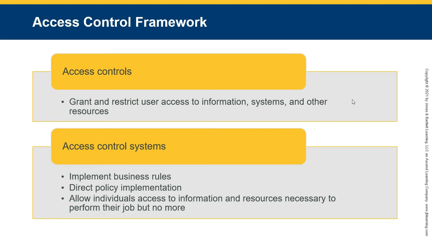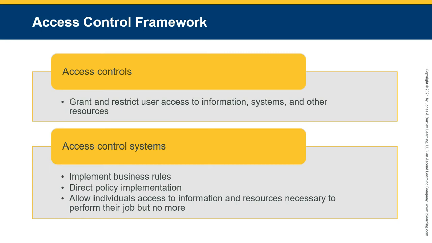So, what is the framework? Access control. The overview of what it actually is: grant and restrict users' access to information systems and other resources. Right? Not everyone has access to everything. So, access control is about giving the user the material they need to do their job, no more and no less. And we'll see that more as we go along.